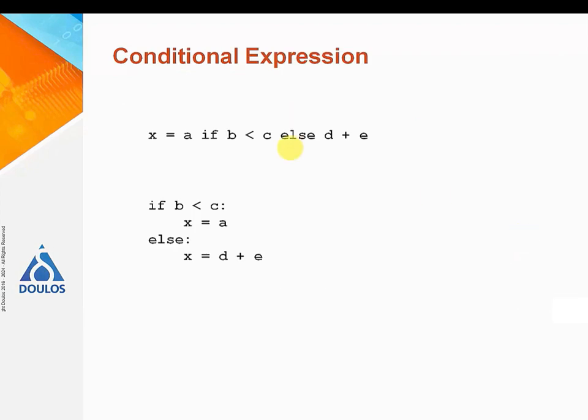There's even a conditional expression, so we can use the if-else keywords within a Python expression as a conditional operator. So x equals A if B is less than C, else D plus E is exactly the same as this if statement near the bottom of the slide.